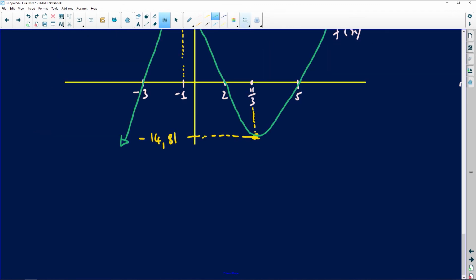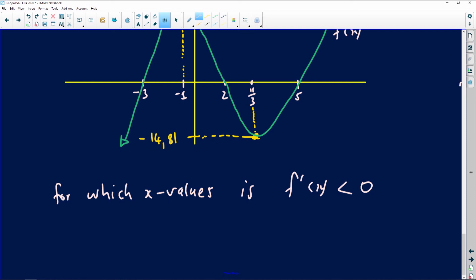They want to know for what x values, that's what the question is asking. For which x values, right? For which x values is f prime of x less than 0? Now let's write it in English. Let's express this in words, right? They want x, that's already in English. But what does this part mean? This part means the gradient. So they want x where the gradient of the graph is less than 0. Less than 0 means where the gradient is negative.